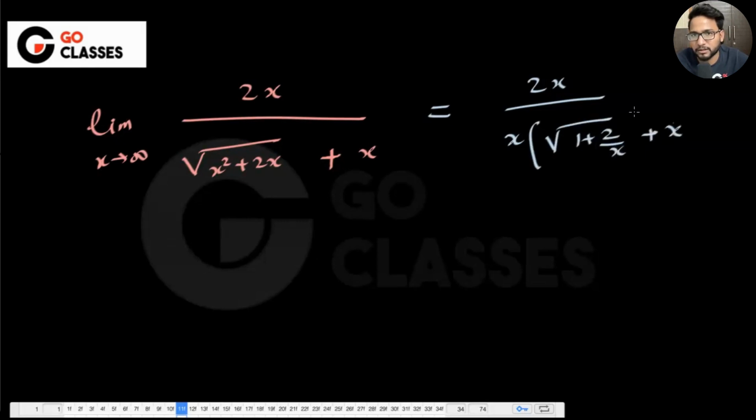And then you can take x common from here also. It will be plus 1. Is this okay or is there some problem with this? Let me know.